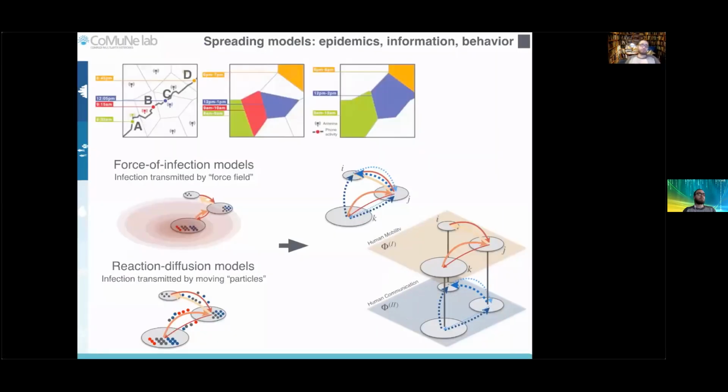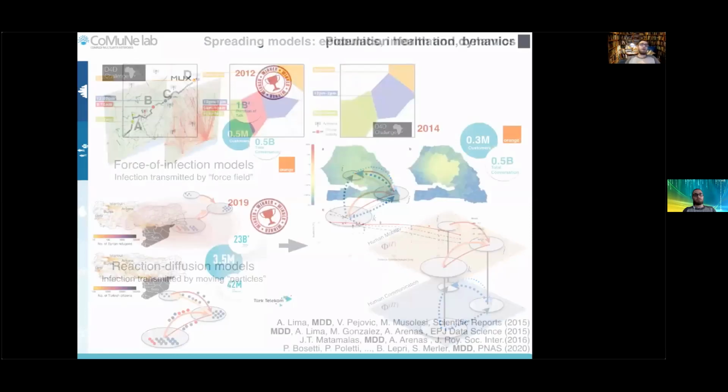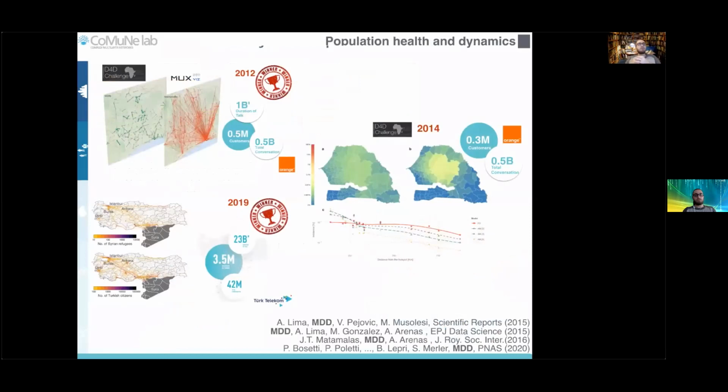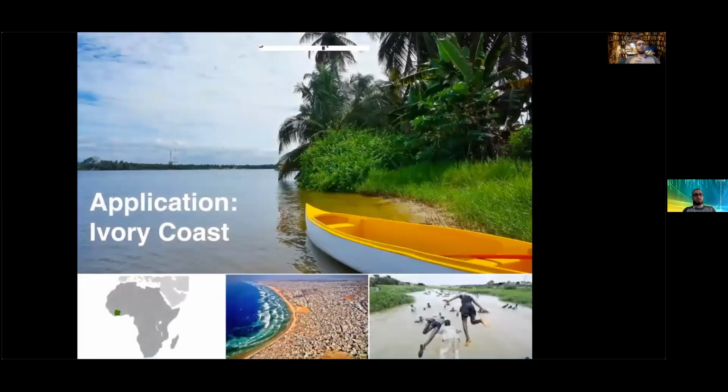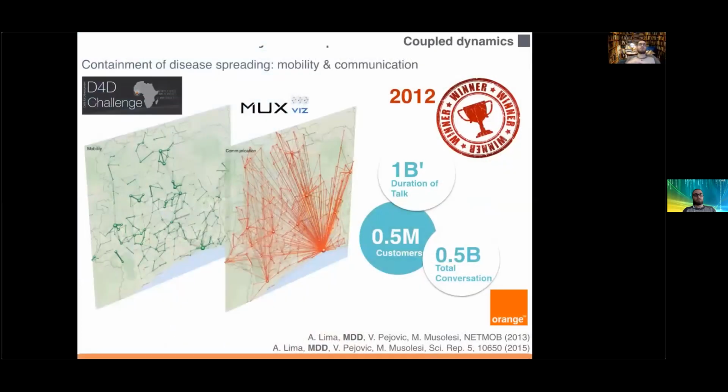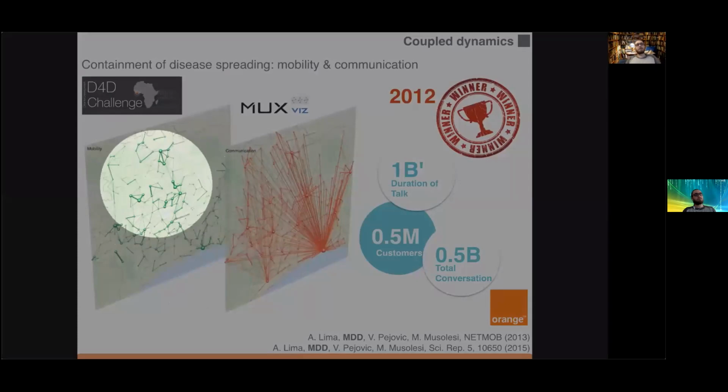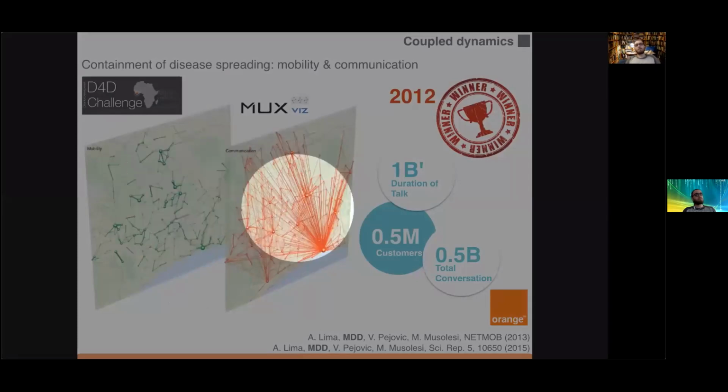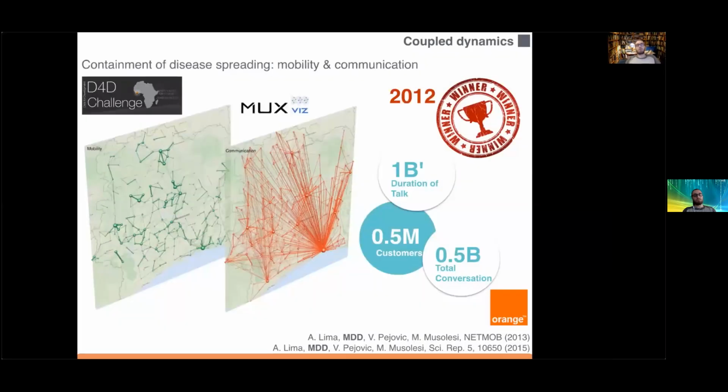When you do that, so we have done that in the past, in the last 8-9 years now, we have discovered very interesting patterns. Let me show a few of them. In this application to data coming from the Ivory Coast within the Data for Development Challenge organized by Orange, we have developed one of the first multiplex models coupling distinct dynamics. In that case, we have exactly mobility patterns connecting distinct parts of the country, and communication patterns linking the same areas.